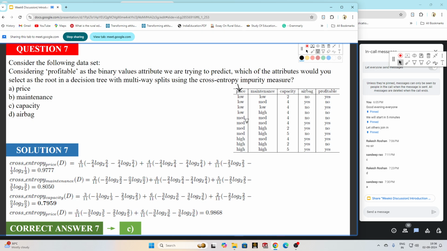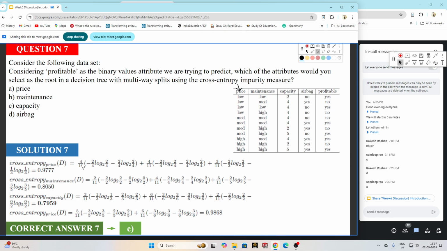Low we have 4 examples, medium we have 4 examples, high we have 3 examples. Out of 11 examples, we have 4 low, 4 medium and 3 high. So out of these 4 low, 2 are yielding yes and 2 are yielding no.